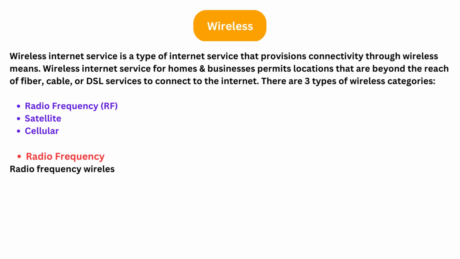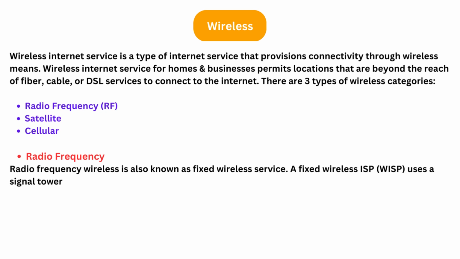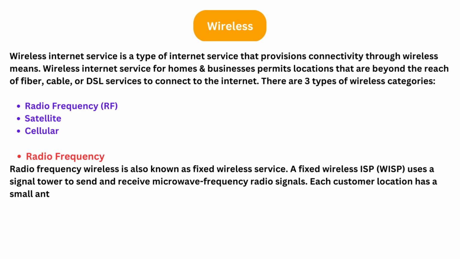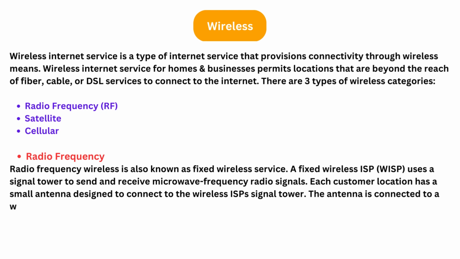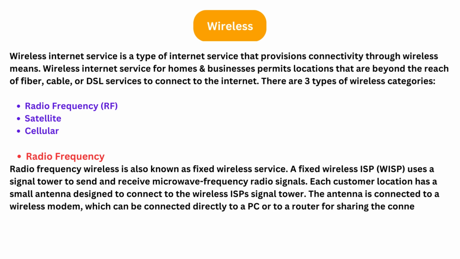Radio frequency. Radio frequency wireless is also known as fixed wireless service. A fixed wireless ISP, or WISP, uses a signal tower to send and receive microwave frequency radio signals. Each customer location has a small antenna designed to connect to the wireless ISP's signal tower. The antenna is connected to a wireless modem, which can be connected directly to a PC or to a router for sharing the connection. Most fixed wireless ISPs use multiple towers.